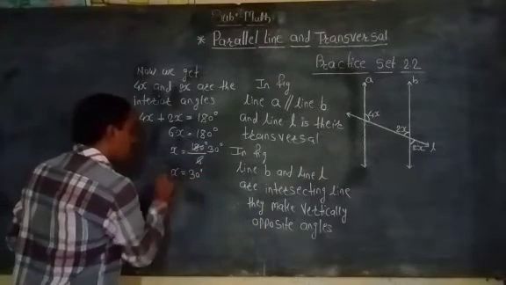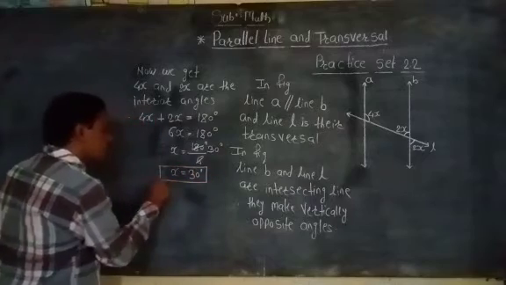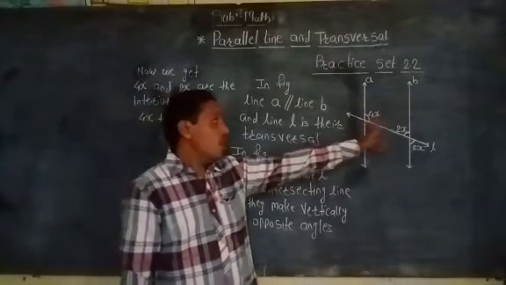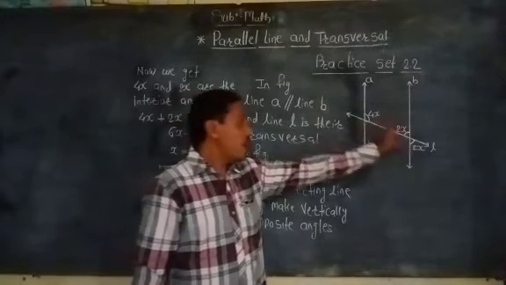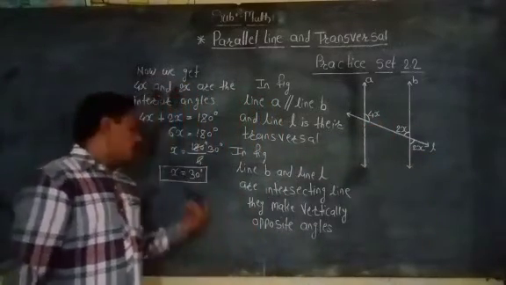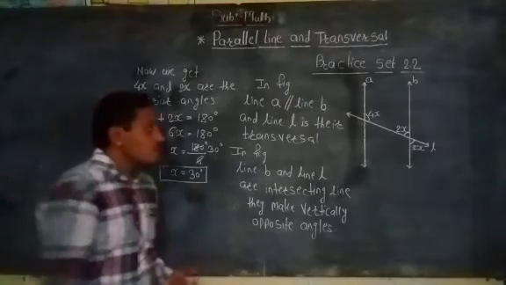So that is why the value of x is 30 degrees according to that information. When the measure of one angle is 4x and the measure of the other angle is 2x, we get the value of x as 30 degrees.